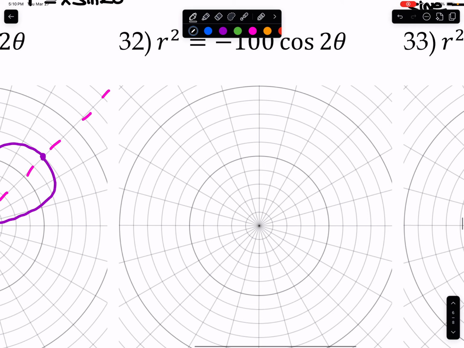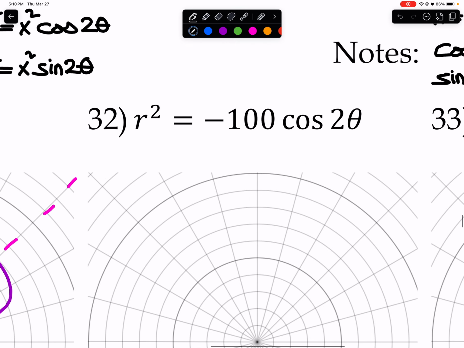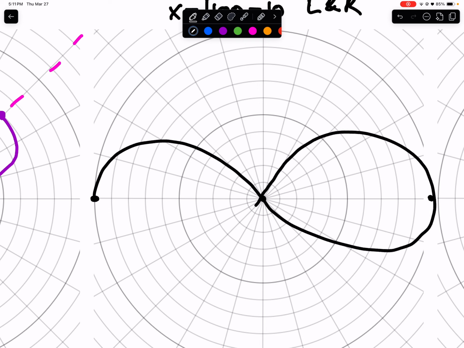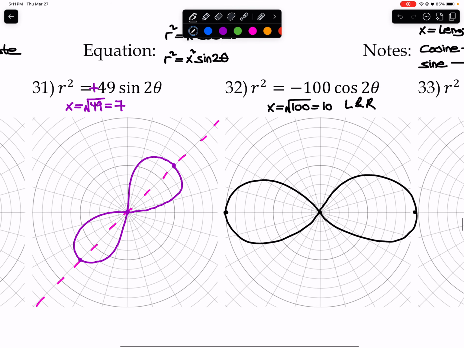So over here, I still need to find my x value, which is going to be the square root of that coefficient, which is going to be 10. So I'm going to go 10 to the left and to the right. My graph kind of got cut off a little bit over here because they're all so close together, but that's okay. Then my graph is going to look close enough. It's going to look a little wonky, but it's okay.